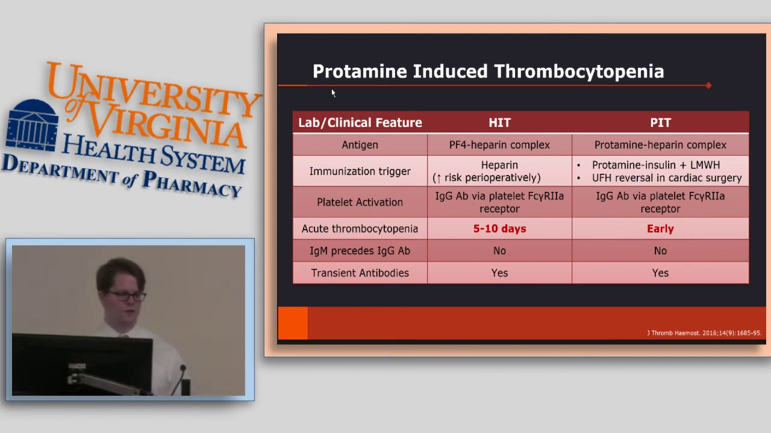The main difference between the two conditions is that with HIT, we tend to think of that classic presentation of the thrombocytopenia at 5 to 10 days. However, with protamine-induced thrombocytopenia, we see it much earlier after surgery, roughly peaking at around day 2 or day 3.